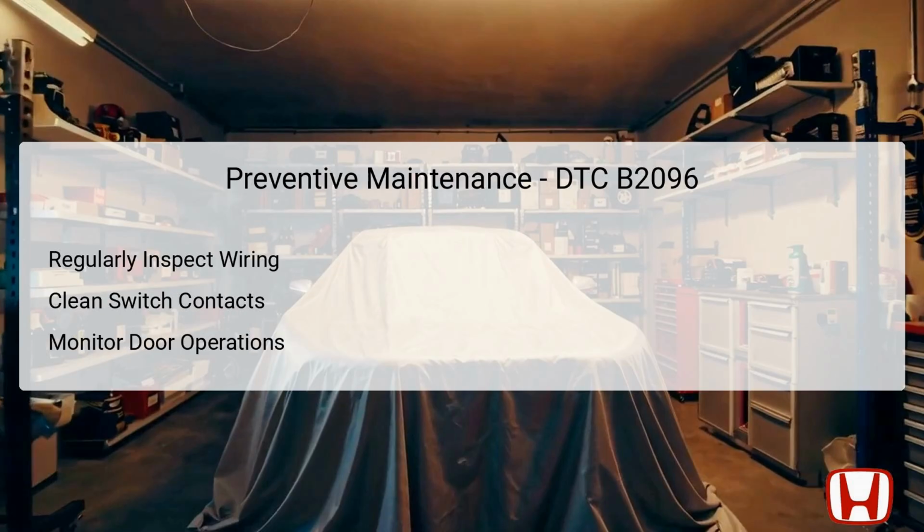Preventive maintenance is key to ensuring the longevity and proper function of the power sliding door system in the Honda Odyssey. Regular inspections of the wiring and connections associated with the right B-pillar switch can help identify potential issues before they become significant. Additionally, cleaning the switch contacts periodically can prevent electrical resistance from affecting door operations. Monitoring the smooth operation of the sliding door will also allow drivers to catch any irregularities early on.